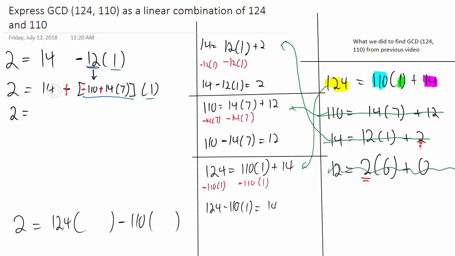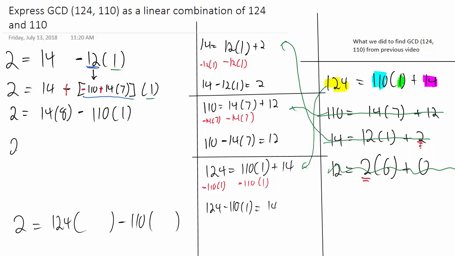And so we actually have 1, 8. We have 14 times 8. So there's 8 14s minus, and there's only one 110. This one's kind of useless, but I'm just going to put it so it looks like nice linear combination stuff. And so now we can substitute, since 14 is 124 minus 110 times 1.